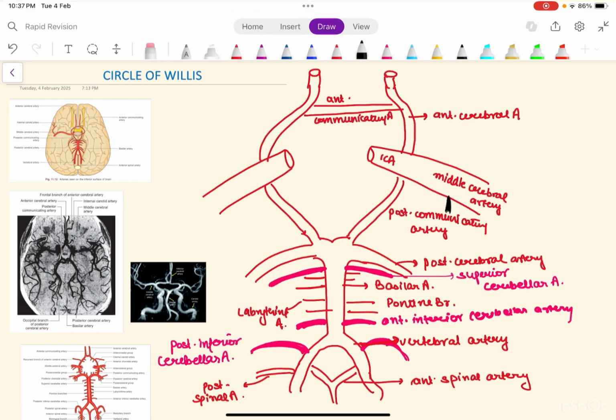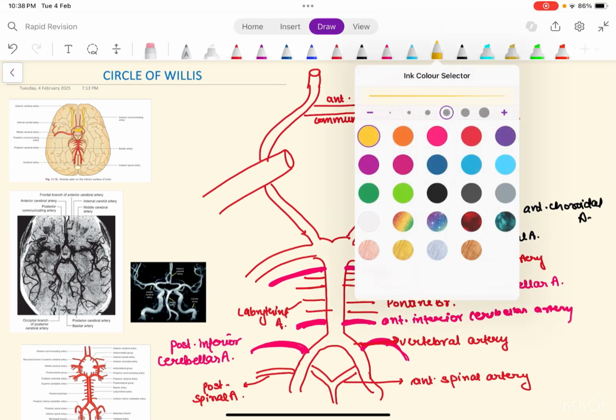From the middle you have the anterior choroidal artery, and from the posterior cerebral artery here you have the posterior choroidal artery. Alright, these are the branches you should know. Fine, now let's just go through it once again. So first of all, just remember three things.